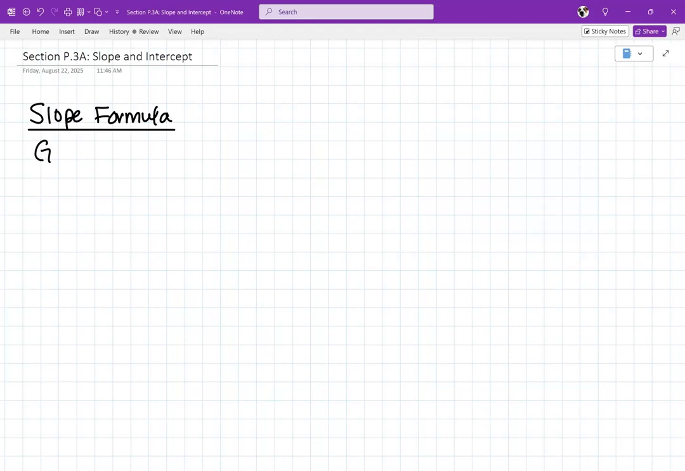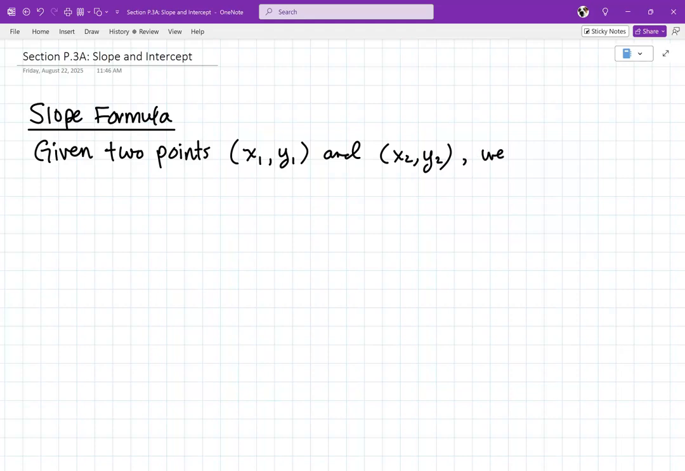So given 2 points, and they always call it x sub 1, y sub 1, and x sub 2, y sub 2. When we say sub, we mean the numbers are little on the bottom, right? So x sub 1, y sub 1, and x sub 2, y sub 2. We can find slope using m, which is our slope, right? Lowercase m is defined as our slope.